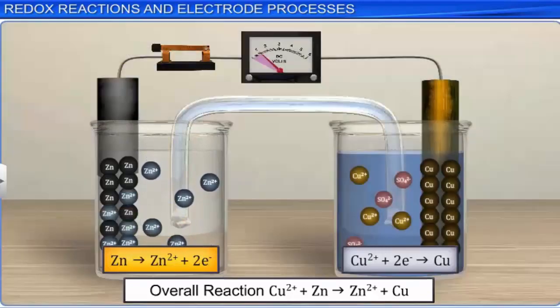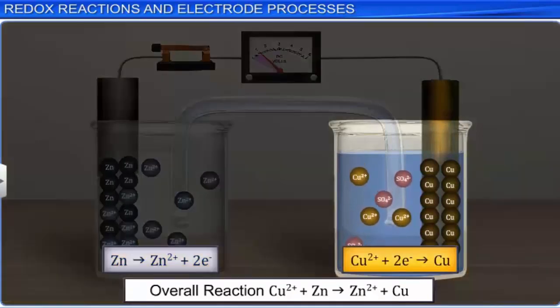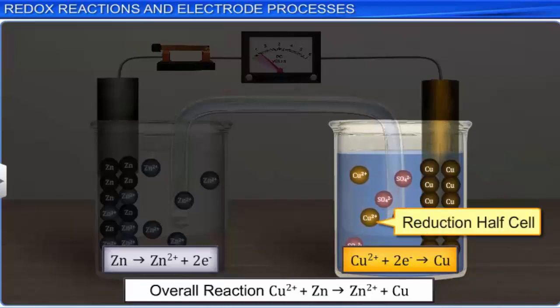On the other hand, the beaker in which the copper rod is dipped in copper sulfate solution, where reduction of copper ions is taking place, is referred to as the reduction half cell. The electrode at which reduction takes place is called the cathode.